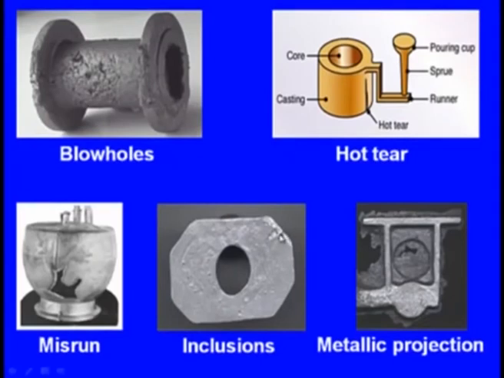So, again this is a defect. Next one, this is a metallic projection. This is the actual casting, but here you can see some projection which is not required. This is again a defect.